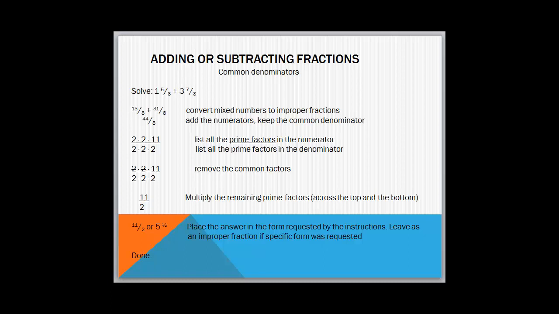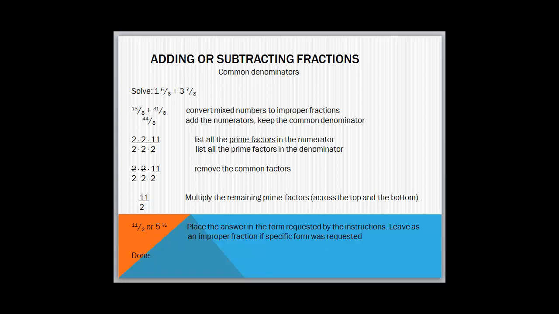And as we can see, they have a common denominator, so what we need to do is just keep the same denominator, we're not going to change it, and then add the numerators. Okay, so 13 and 31 is 44. And then our next step is to reduce it, okay, simplify it. The easiest way to do that is to place our numerator into its prime factors. So do a prime factorization of the numerator and then do a prime factorization of the denominator, okay?